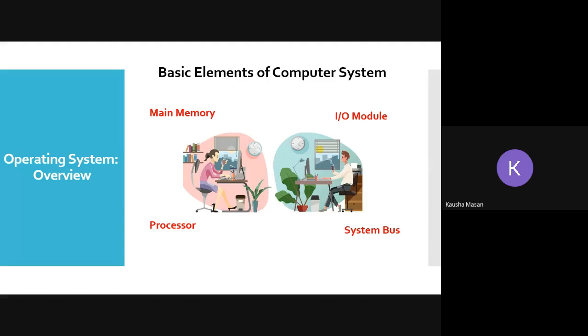Processor is again responsible for two roles. That is your control unit, which controls all your operations, and there is one ALU, arithmetic logic unit, which is responsible for arithmetic and processing the data. So that is the work of the processor. And at the last, there is the system bus. It is responsible for communication between your main memory and IO modules. Clear these four things?